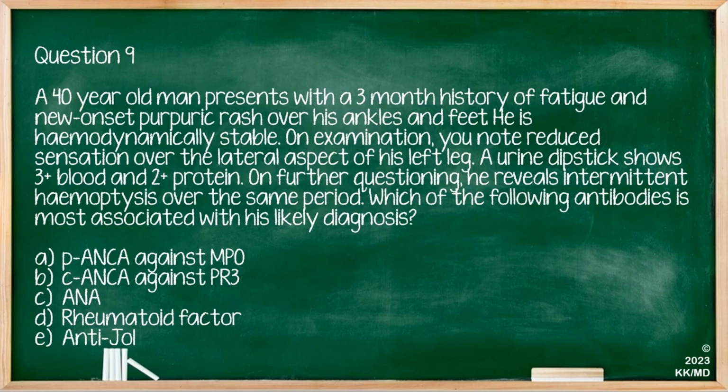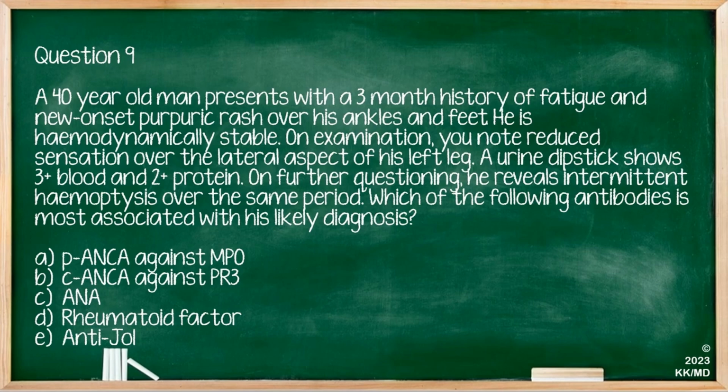So hopefully by reading this vignette, you have enough suspicion that you're most likely dealing with a case of vasculitis in here. This is a middle-aged man who's presenting with purpuric rash and also proteinuria and hematuria and reduced sensation over the lateral part of his leg, concerning for a potential mononeuritis multiplex. They've also mentioned that he's got hemoptysis over this time. So really putting all of this together, you really need to be thinking about a potential case of vasculitis.